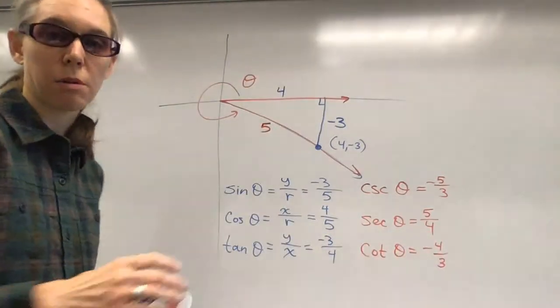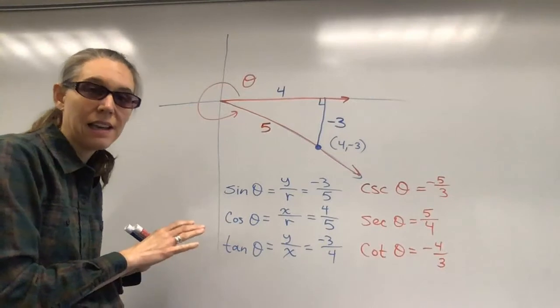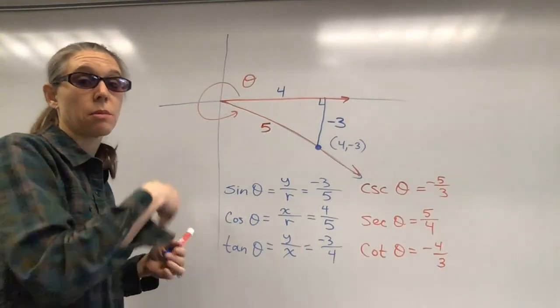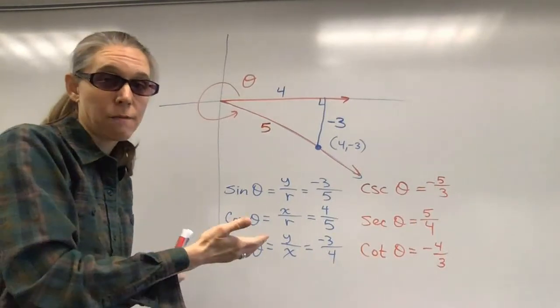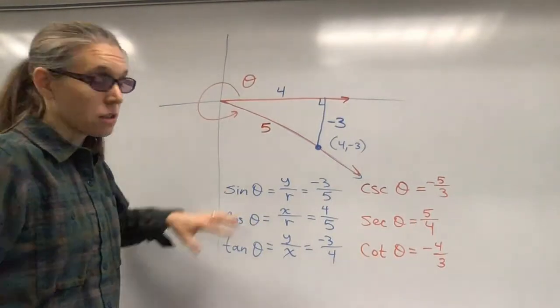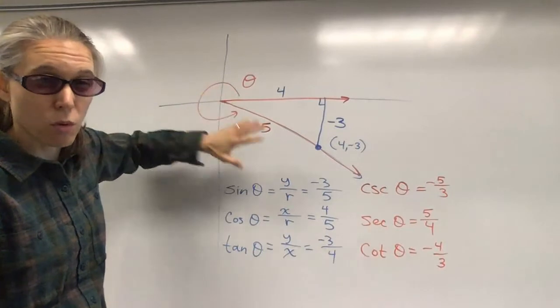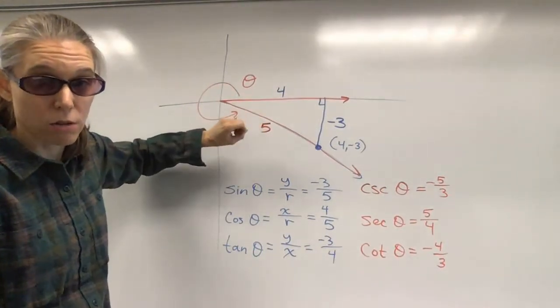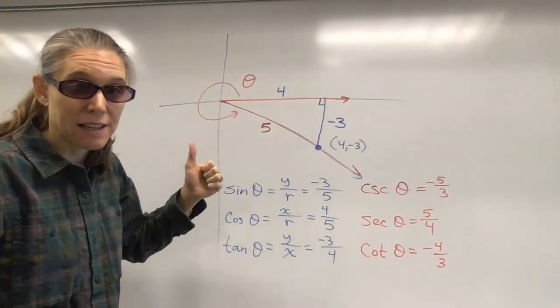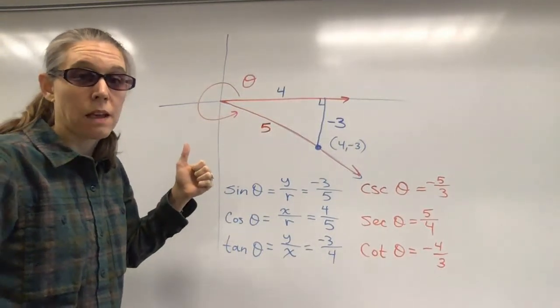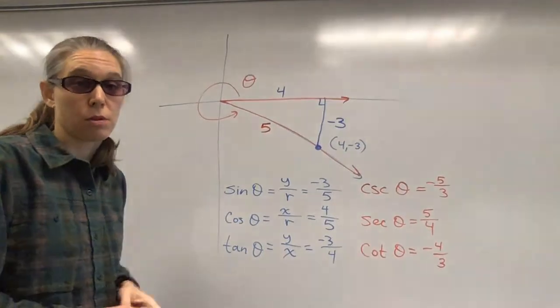The biggest problem that I see students run into here is that they get the signs wrong. Some of them are positive when they're supposed to be negative, or they put their values as negative when they're supposed to be positive. So pay attention to that. This is a fourth quadrant angle. In the fourth quadrant, you should expect to see that sine and its reciprocal are negative, as well as tangent and its reciprocal.